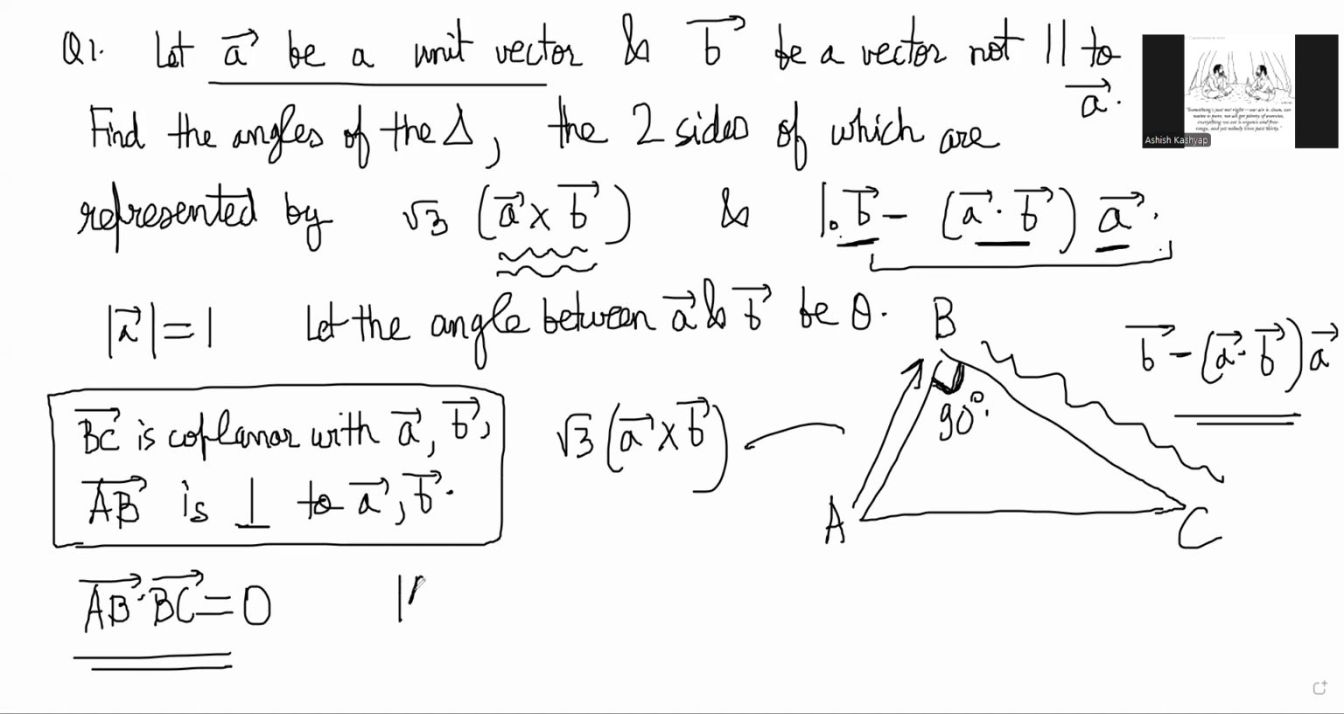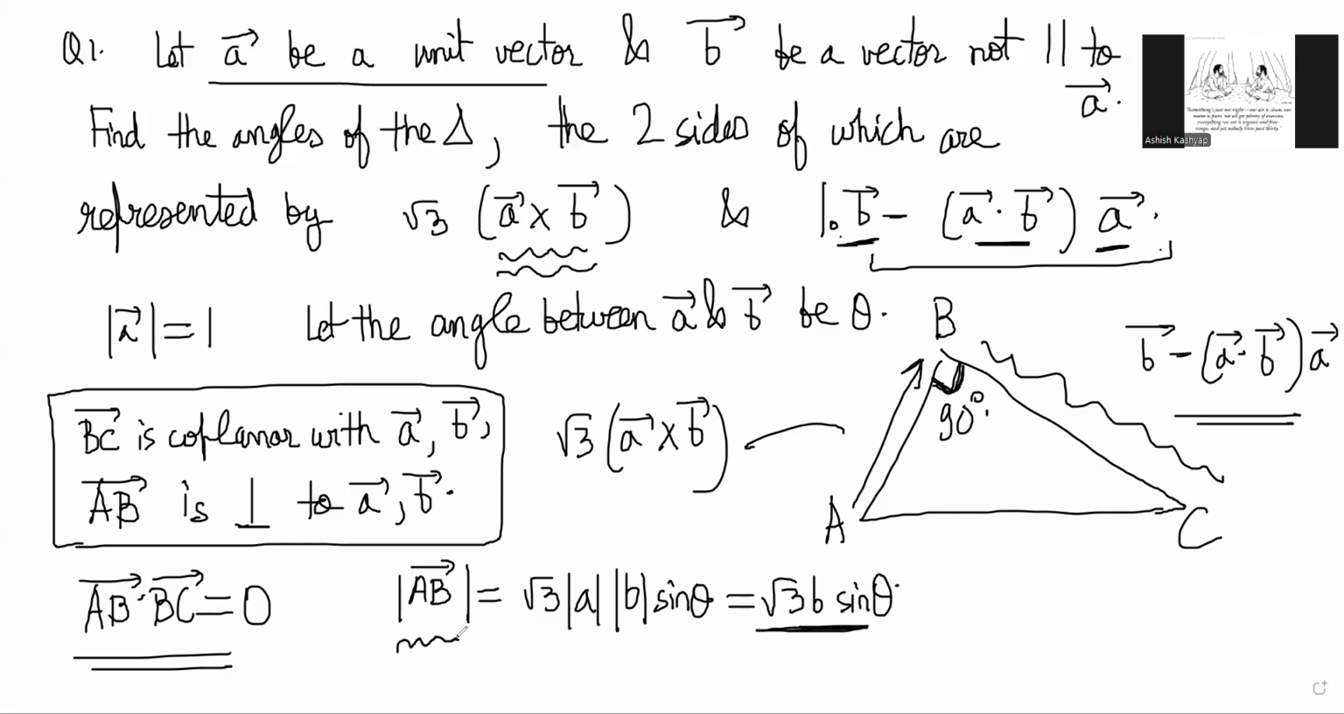Now let's find out the modulus of AB. The modulus of AB will be root 3 mod A mod B sine theta, right? So mod A is 1, so it is root 3 mod B sine theta. This is the modulus of AB. What is the modulus of BC? Modulus of BC would be the mod of this vector. In order to find that, I will have to do the dot product of BC with itself. So I will do that on the next page.